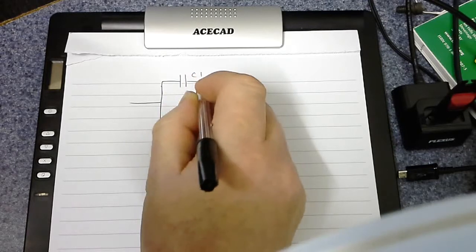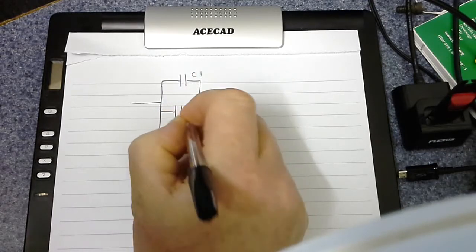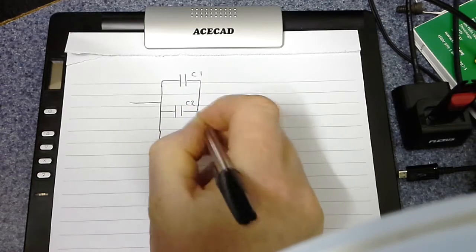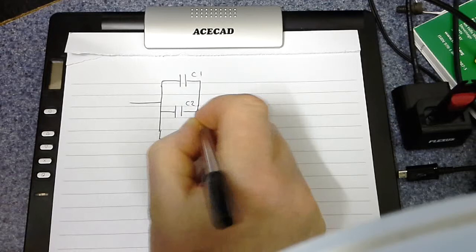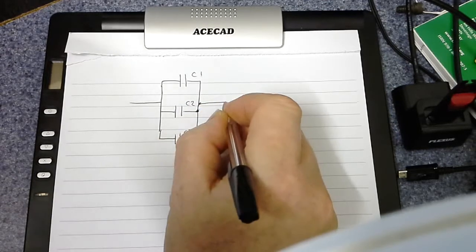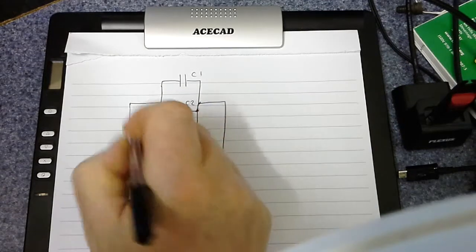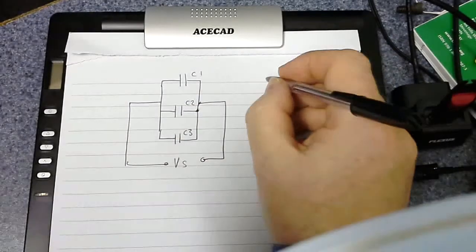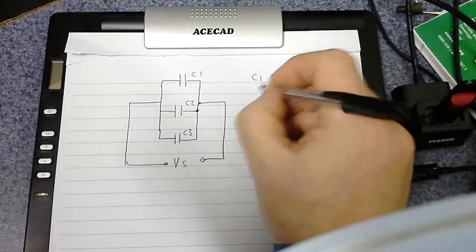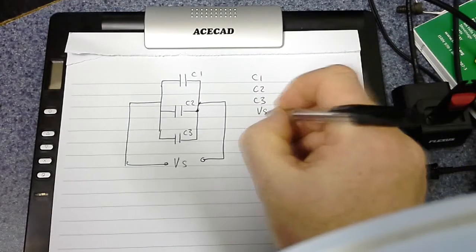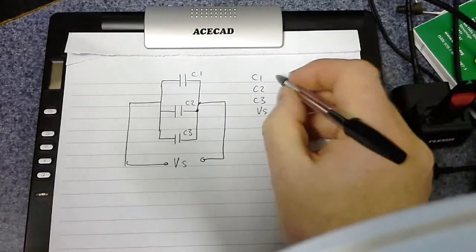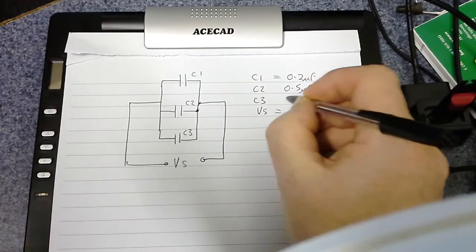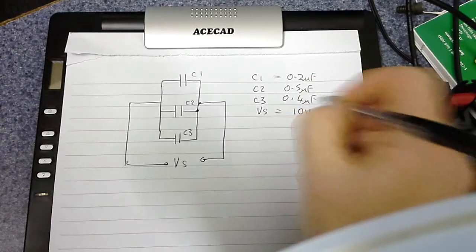So C1, C2 and C3, all in parallel across the supply, and we'll call the supply again VS, voltage supply, and again we'll have the same values as we had before, so we'll have C1, C2 and C3 and VS equaling 10 volts for the supply, 0.2 microfarads, 0.5 microfarads and 0.4 microfarads as before.